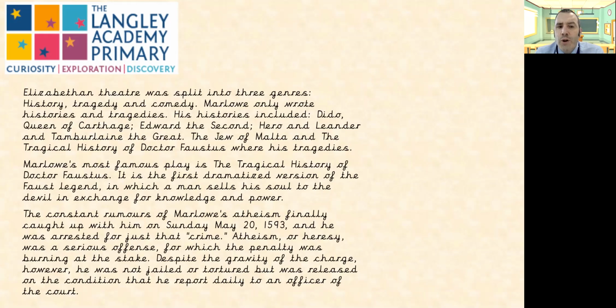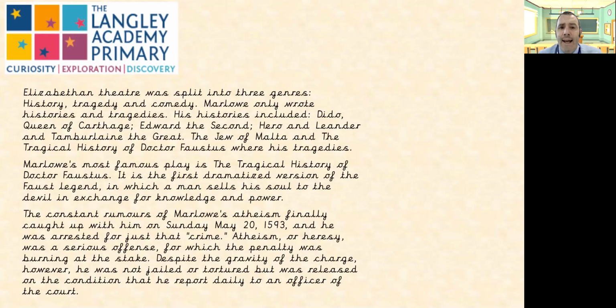The constant rumors of Marlowe's atheism finally caught up with him on Sunday, May the 20th, 1593, and he was arrested for just that crime. Atheism, or heresy, was a serious offence for which the penalty was burning at the stake. Despite the gravity of the charge, however, he was not jailed or tortured, but was released on the condition that he report daily to an officer of the court.